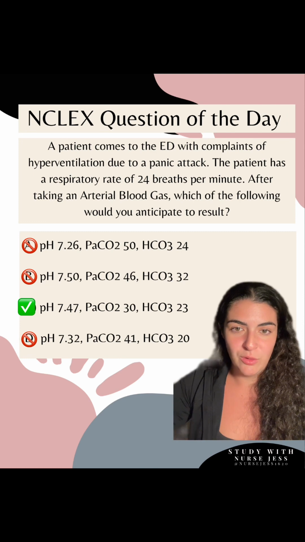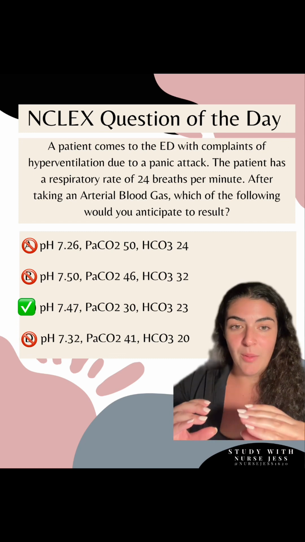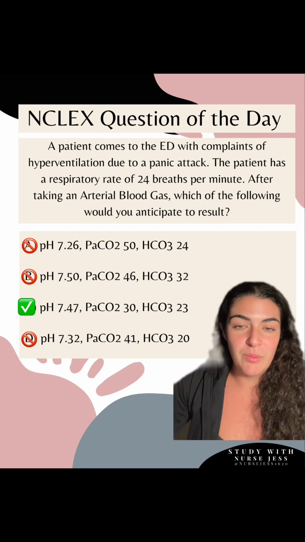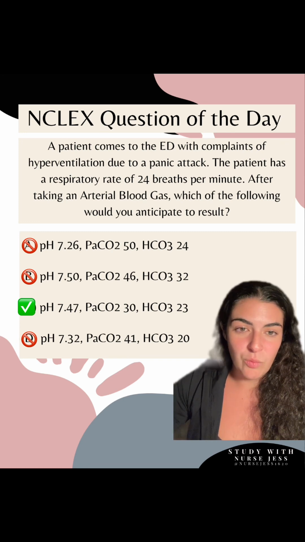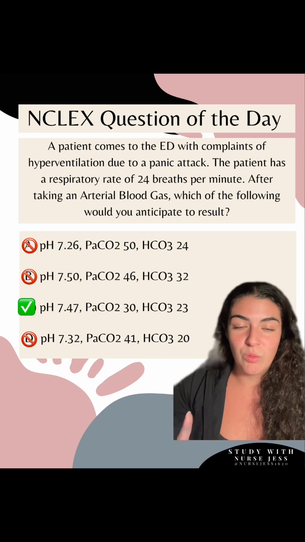Now, even though I found my answer through the process of elimination, let's break down why C is respiratory alkalosis. So my pH is high, okay, that's alkalotic, 7.47. My PaCO2 is 30. Normal range is 35 to 45. Remember, using the ROME criteria, I need respiratory opposite, metabolic equal. So in option C, respiratory, my PaCO2 is opposite to my pH, indicating that we are in respiratory alkalosis. My HCO3 is within normal range because normal range is 22 to 26.